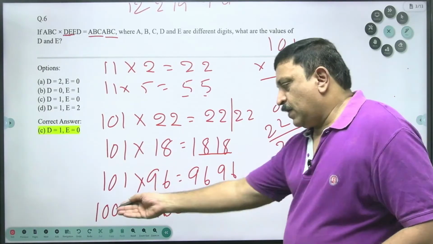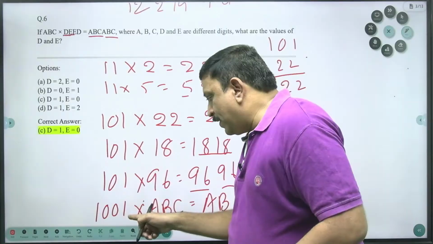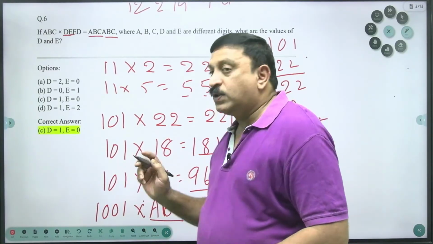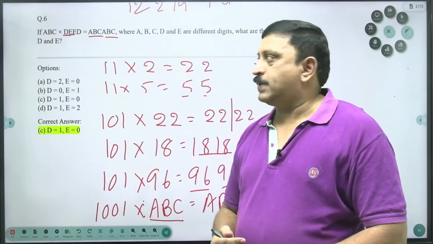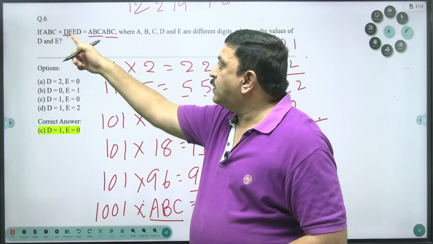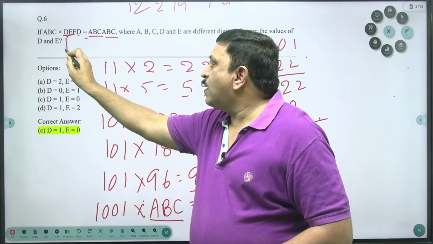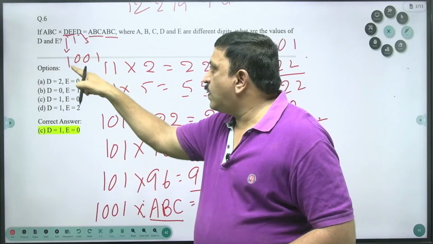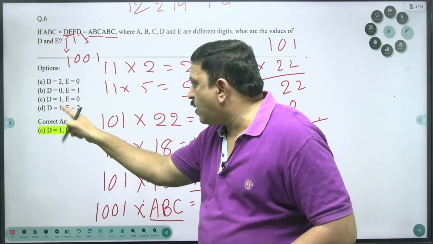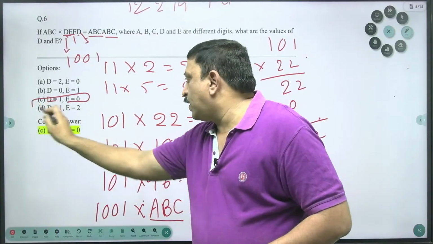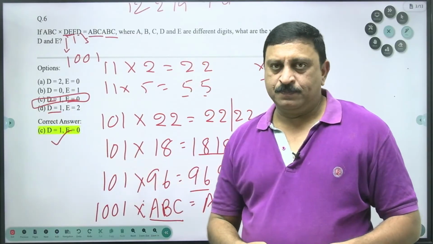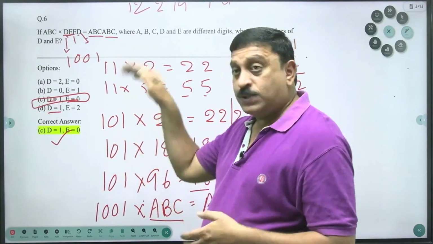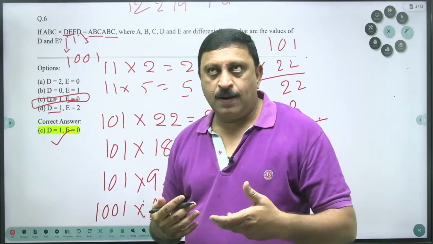If zeros come, that is a 4 digit number with two zeros, and this is the 3 digit number. When multiplied with 1001, it will be ABCABC. So what are D and E? D should be 1 and E should be 0. D should be 1 and E should be 0. That's why your answer is C. There are so many cases in multiplication with 1001, 101, right?